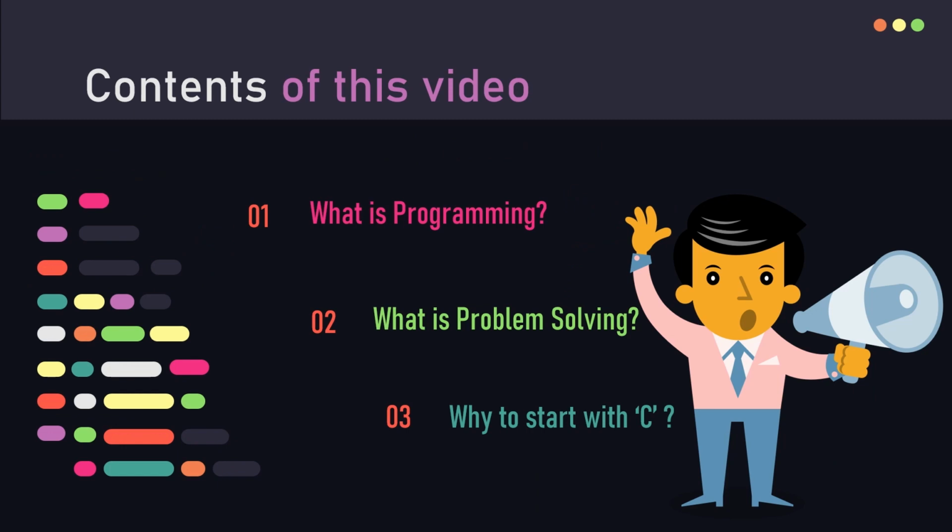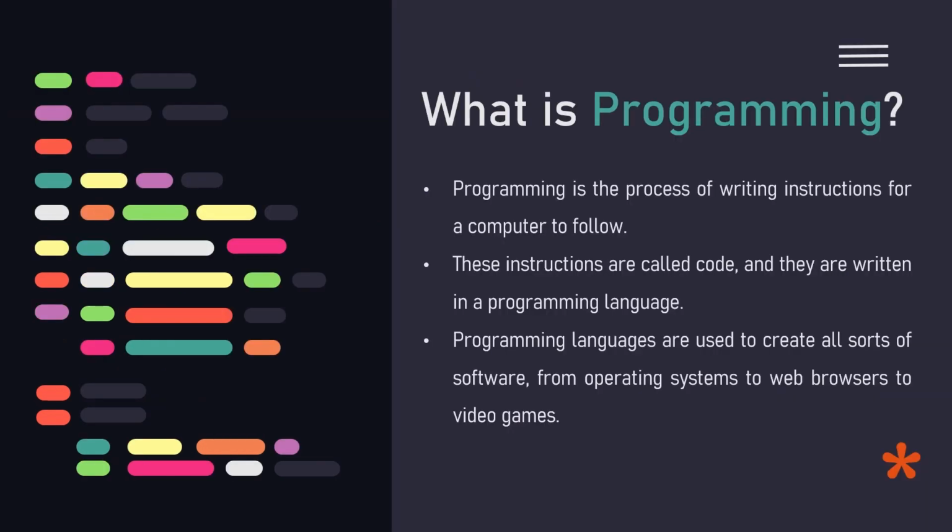in this video I will tell what is programming, what is problem solving, and why to start with C. Think of programming as a set of rules or instructions to communicate with a computer. It is a language. Now, what is programming? As I told before, programming is the process of writing instructions for a computer to follow.